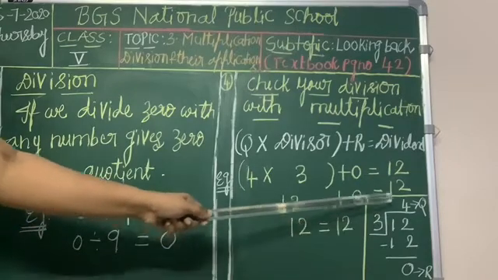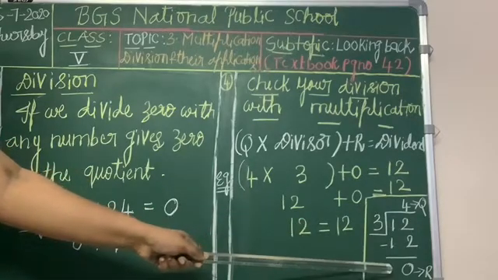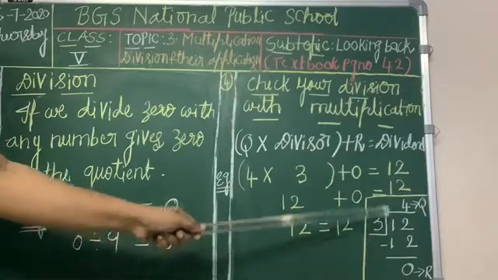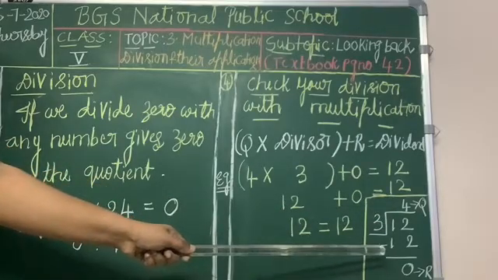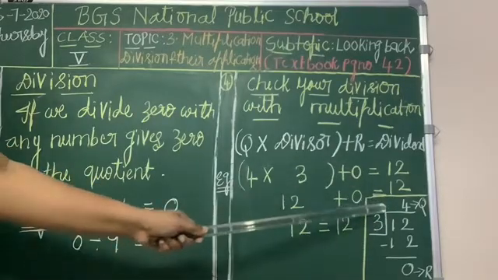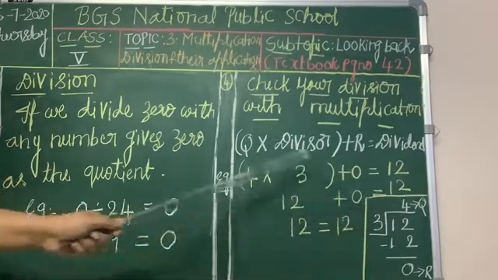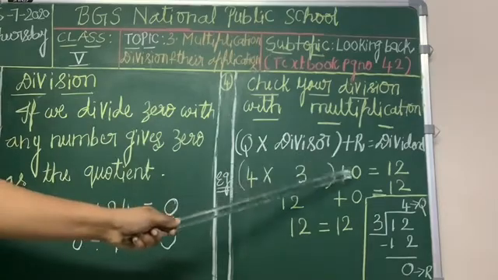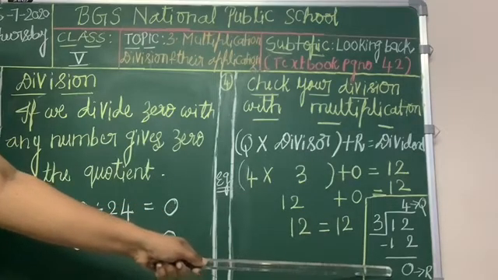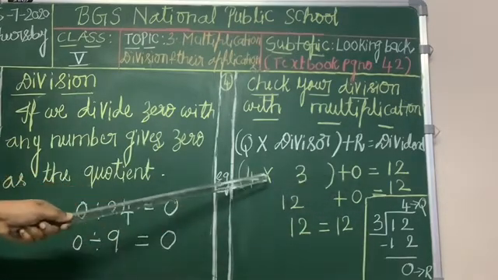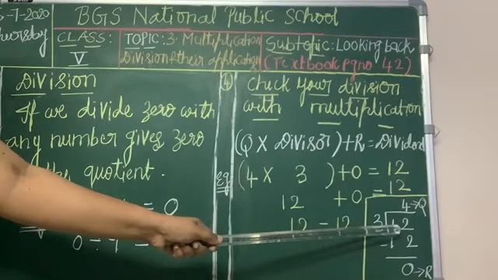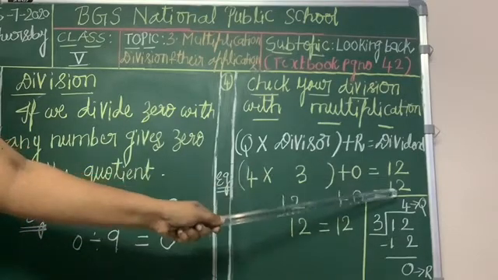So if you divide, 3 4s are 12, the answer will be 0. Okay, now let us check whether this division is correct or not. What you have to do? You have to multiply this quotient into divisor, and you have to add the remainder. Remainder anyway it is 0. Now if you do all these things, you should get 12 as the answer. That means you should get the dividend as 12.